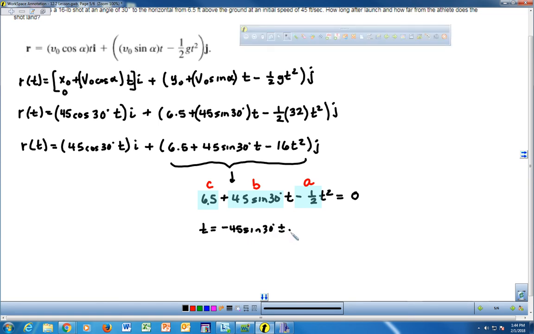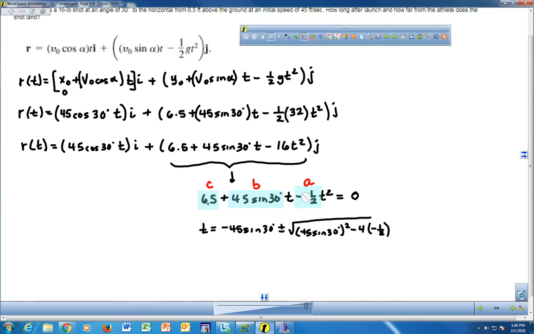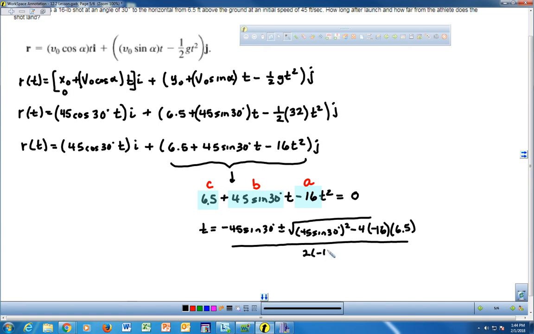So it would be negative b, which is going to be 45 sine of 30 degrees, plus or minus the square root of b, which is 45 sine of 30 degrees, squared, minus 4 times a, which is negative 1/2. Hold on, I made a little mistake. Right here, it wasn't negative 1/2. It is negative 16. It's supposed to be negative 16. All right, so I'm going to fix that. So minus 4 times negative 16, a, times c, which is 6.5. Everything is going to be divided by 2 times a, which is negative 16.